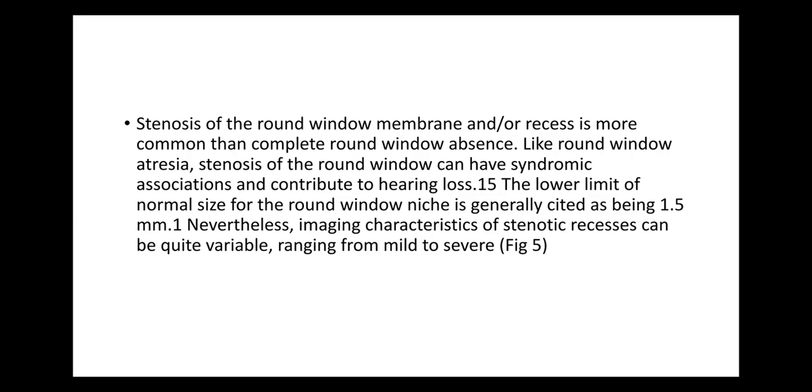Stenosis of the round window membrane and/or recess is more common than complete round window absence. Like round window atresia, stenosis of the round window can have syndromic associations and contribute to hearing loss. The lower limit of normal size for the round window niche is generally cited as being 1.5 mm. Nevertheless, imaging characteristics of stenotic recesses can be quite variable and range from mild to severe.